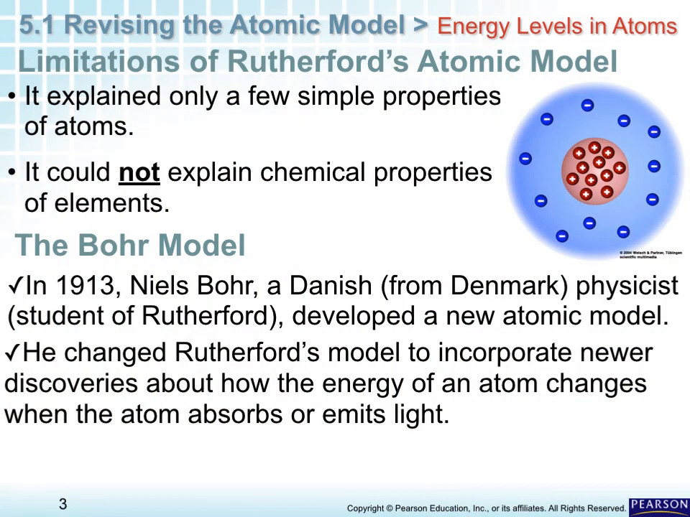All right. The energy levels in atoms were first discussed and discovered by Niels Bohr. Niels Bohr was a physicist that happened to be the student of Rutherford that developed a new model from Rutherford's model, as you see in the upper right-hand corner. The problem with Rutherford's model is it could only explain a few properties of the atoms, and it could not explain any chemical properties, and that's what we're really interested in chemistry. So what Bohr did was he changed Rutherford's model to incorporate new discoveries about how energy of an atom changes when it either absorbs or emits light, something that Rutherford could not explain.